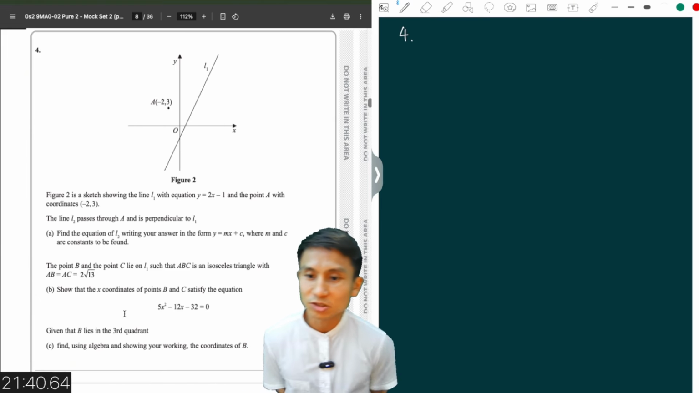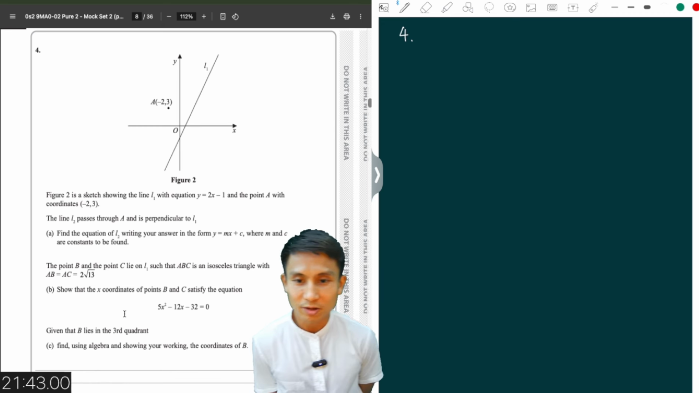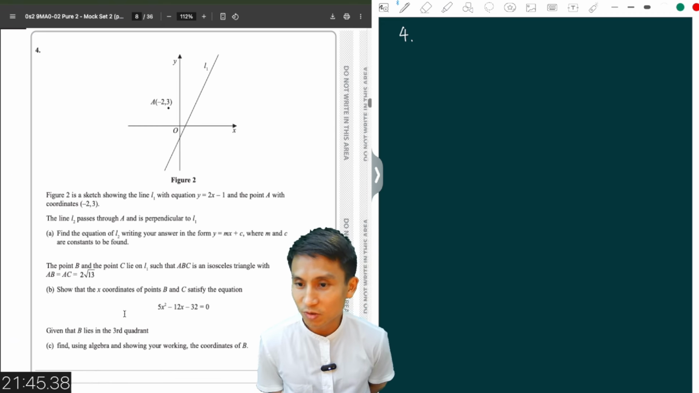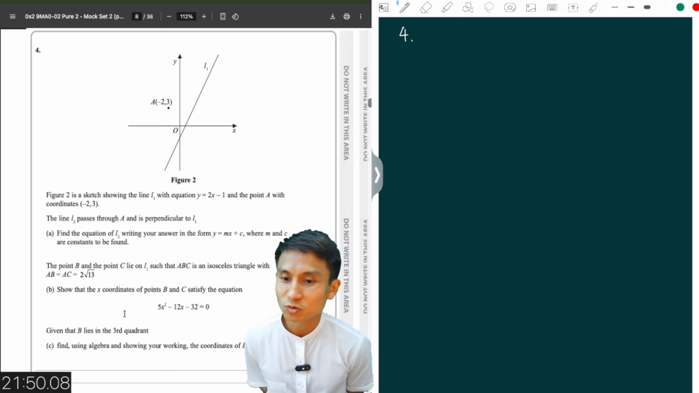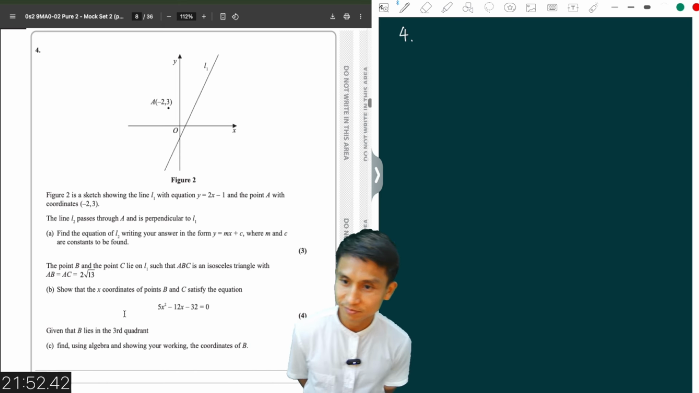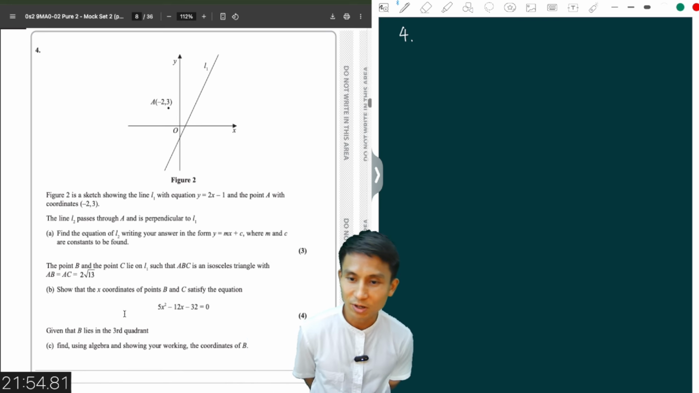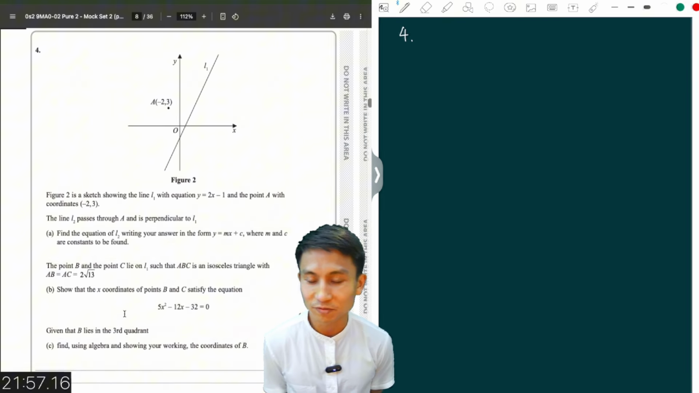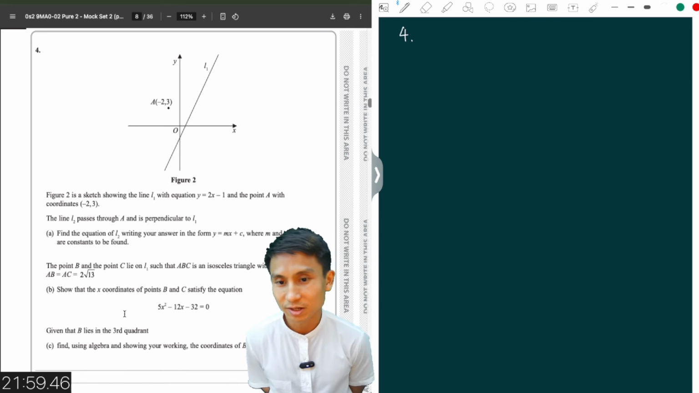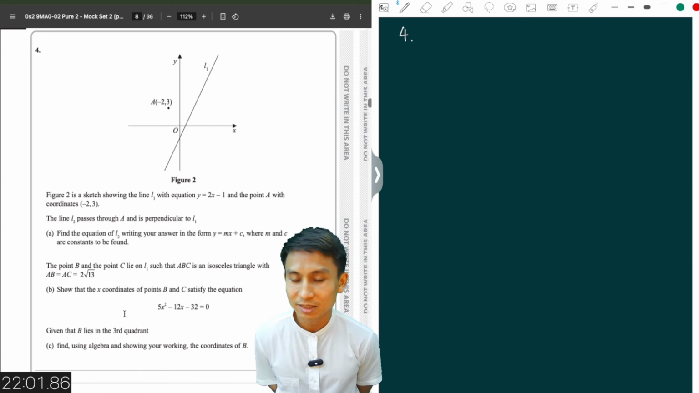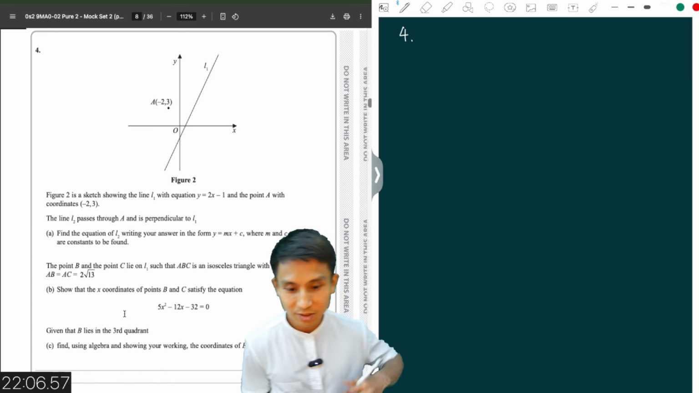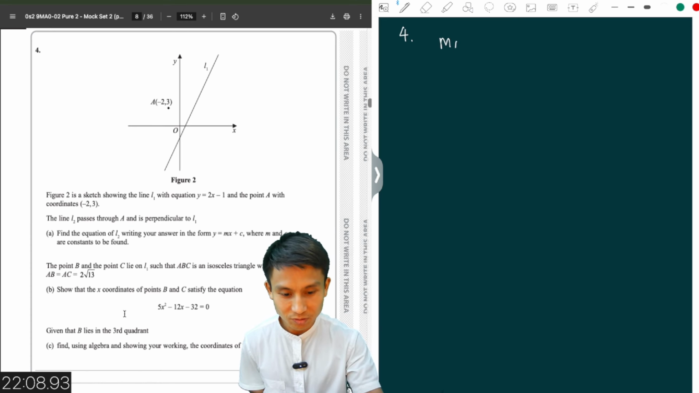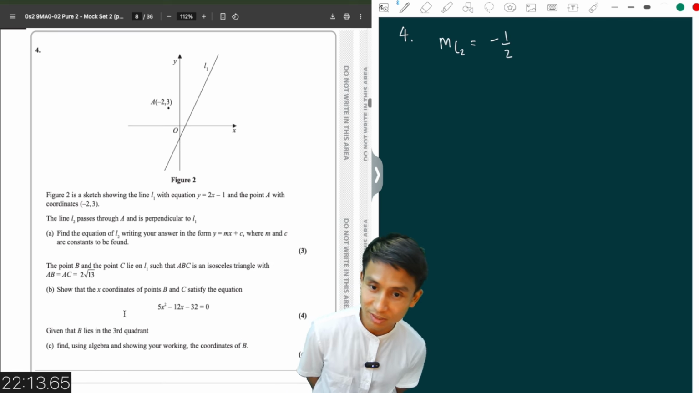Figure 2 is a sketch showing the line L1 with equation y equals 2x minus 1 and the point A with coordinates -2, 3. The line L2 passes through A and is perpendicular to L1. Find the equation of line L2, writing your answer in the form given. This is not hard, straightforward. If it's perpendicular, the gradient is -1 over the other gradient, right? So the gradient of line L2 is -1 over 2, because the gradient of line L1 is 2.